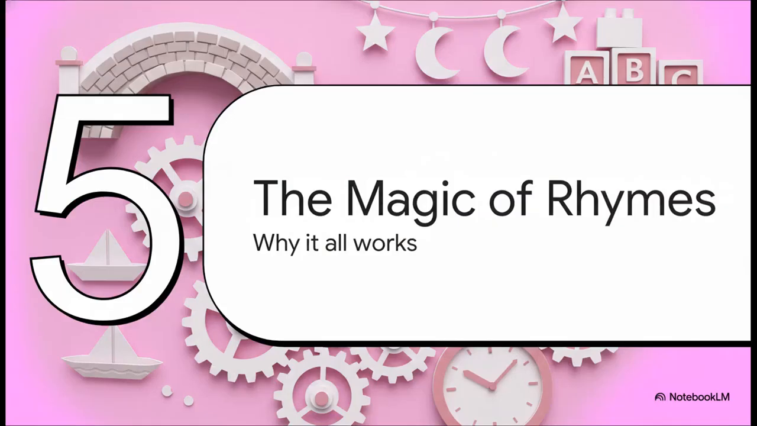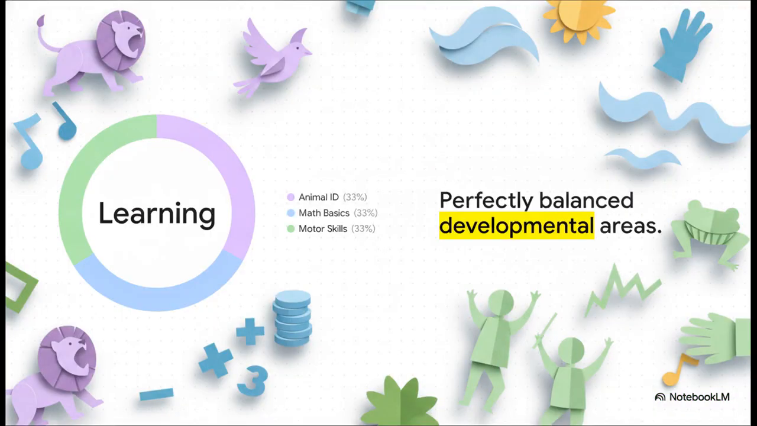And finally, Section 5, the magic of rhymes, why it all works. Bringing it all together by deconstructing these lyrics, we can clearly see they are perfectly balanced between 3 distinct developmental areas. We've got biological associations, like identifying animals and their wild zip-zap sounds. We have foundational math through emotional addition and subtraction. And we have gross motor skills developed through rhythm and physical coordination commands. They hit every single learning modality, auditory, visual, and kinesthetic, at exactly the right pace.